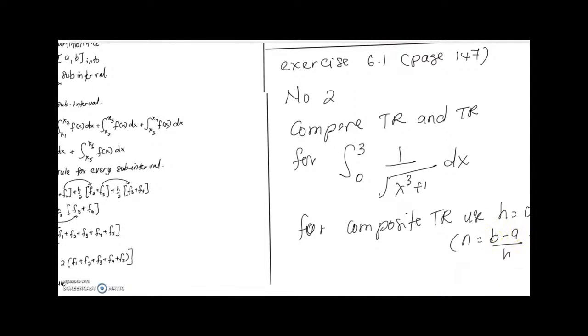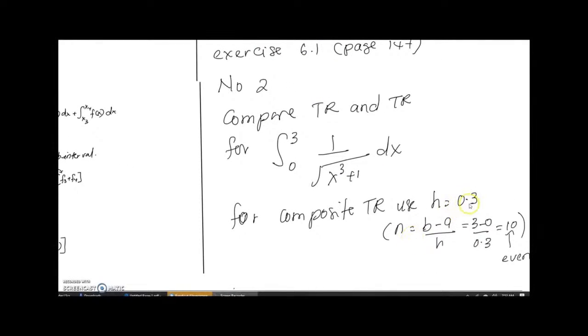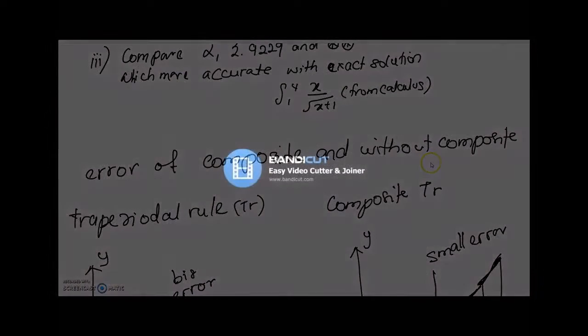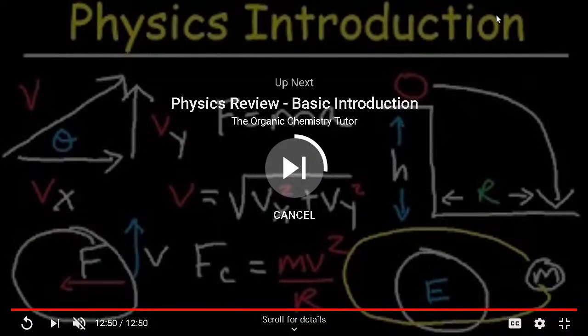In this case, you can use 0.5, or 0.1, because in our case we are using 0.3. 0.3 means that you have 10 intervals. So you can also use an odd or even number. Don't worry, because the trapezoidal rule and composite trapezoidal rule never involve odd or even number of n.